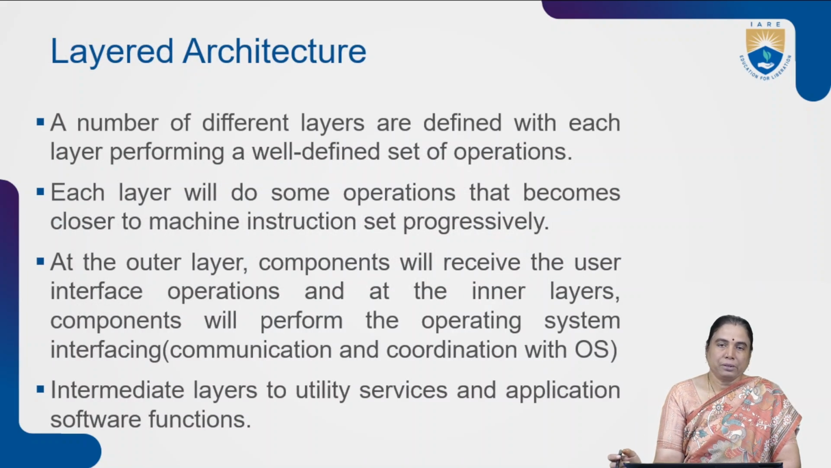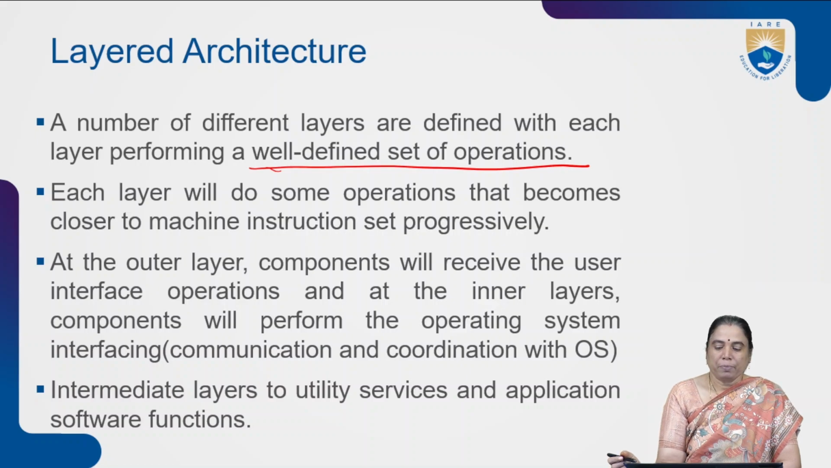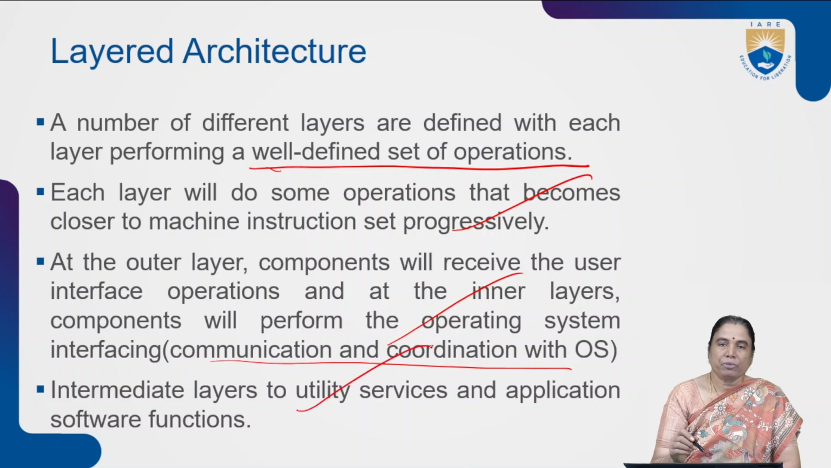The next architectural style is layered architecture. A number of different layers are defined, with each layer performing a well-defined set of operations. Each layer will do some operations that become progressively closer to the machine instruction set. At the outer layer, components will receive the user interface operations, and at the inner layers, components will perform the operating system interfacing, so the communication and coordination with the operating system. Intermediate layers provide utility services and application software functions.